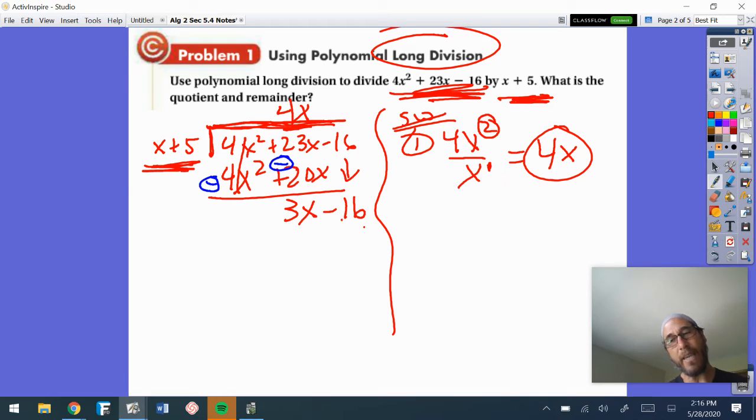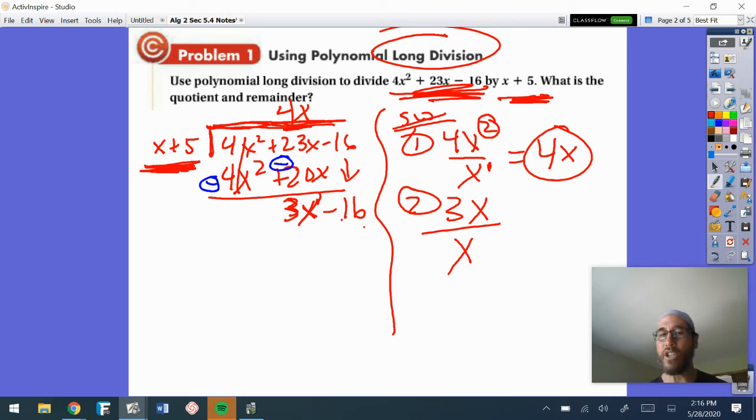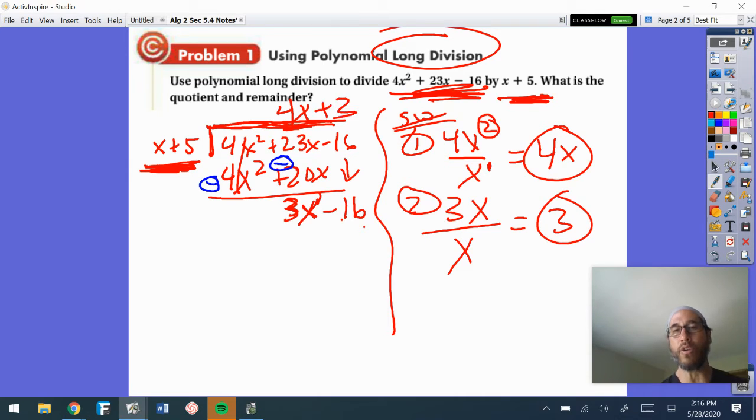And yet you can keep on going as long as the degree of your dividend is greater than or equal to the degree of the divisor's first term. So I can keep on going because it's a 3x to the first over x. Once again, it's a cycle. Just dividing the first guy underneath with the first guy on the outside, and I get 3. That's an answer. Where does that go? That goes up here in the quotient.